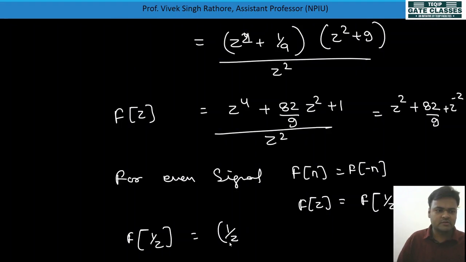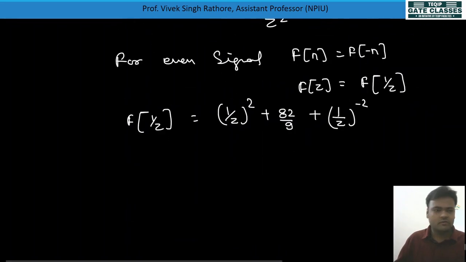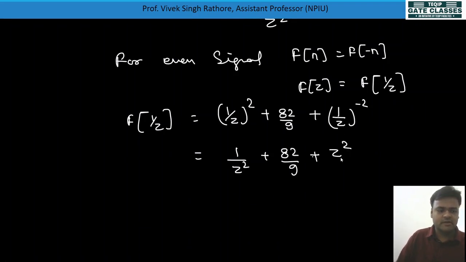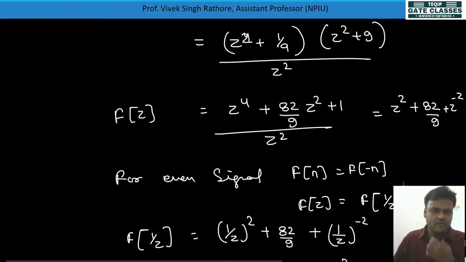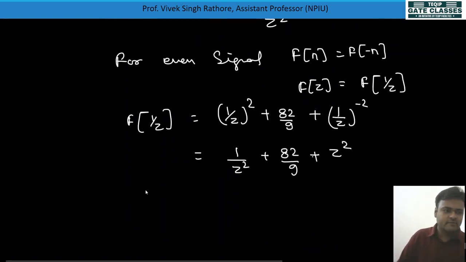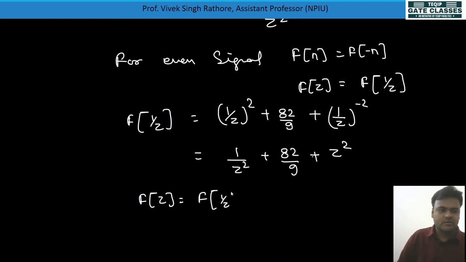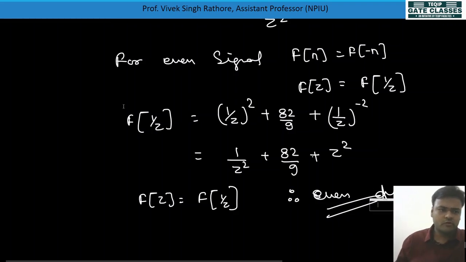So 1 by z square will be there, plus 82 by 9 will be there, plus 1 by z to the power 1 by z to the power minus 2 will be there. So we'll get the answer 1 by z square plus 82 by 9 plus z square. Is it the same value as we have seen in f of z? As we can say, f of z is equal to f of 1 by z, so this signal is even in nature. This is the answer. Moving on to the next property.